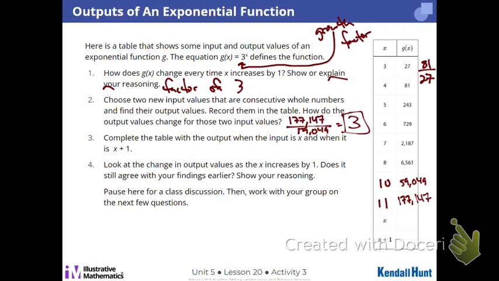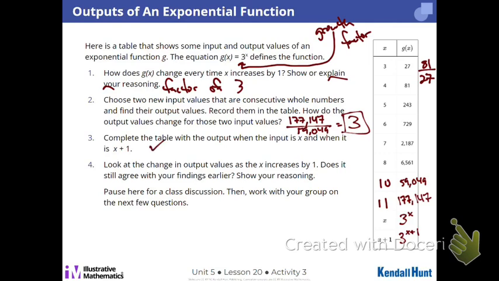Now, let's complete the table. Cam's going to help me. So this x, what does that pump out in my function, the x? 3 to the x. Be careful, because 3x means 3 times x, but I knew what you meant. And then x plus 1, 3 to the x plus 1 would be that expression.